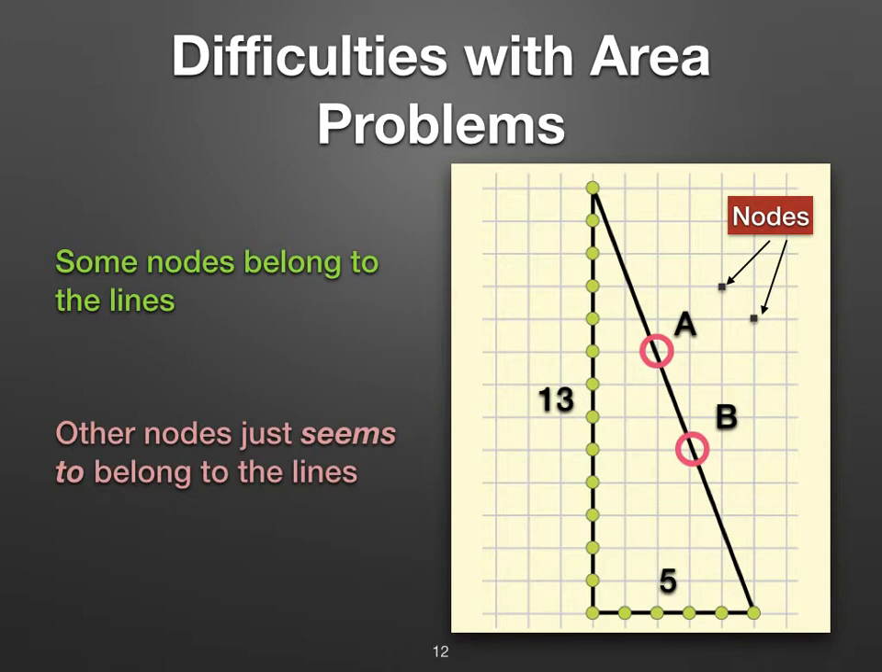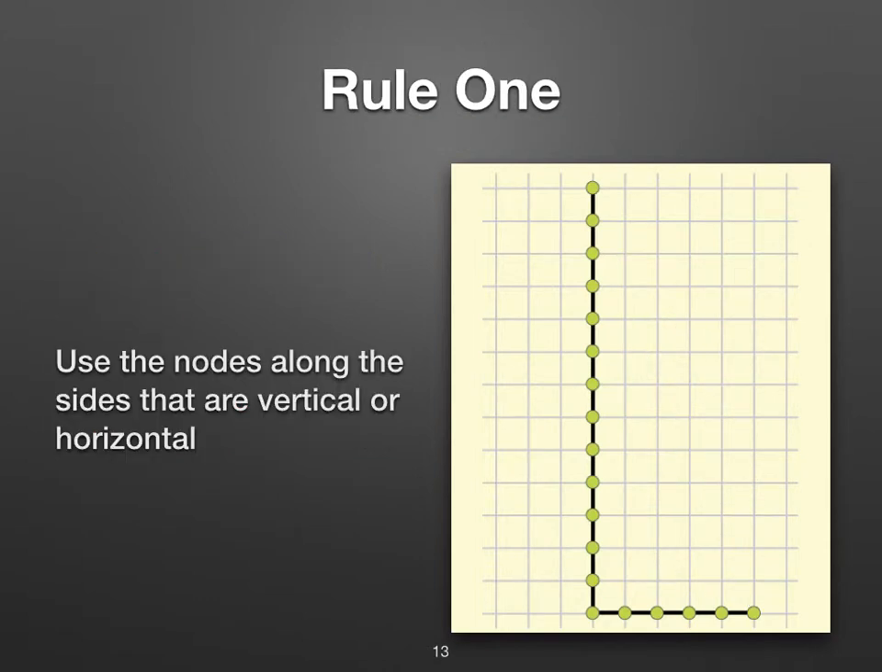In order to avoid such mistakes, we introduce two rules that the students need to follow when solving area problems. Rule 1. Students are allowed to use nodes along lines if the lines are vertical or horizontal. These nodes are considered to be given.